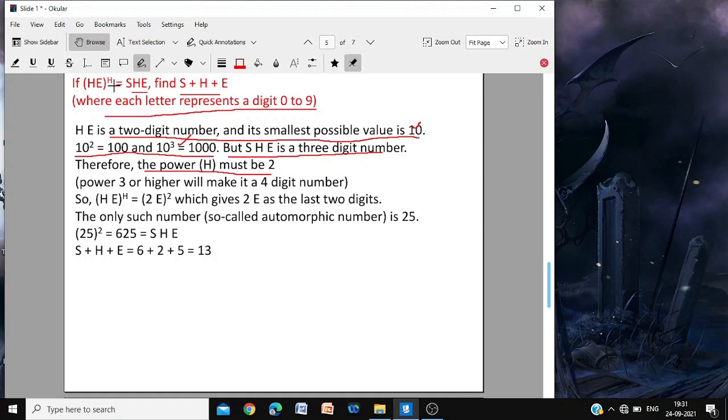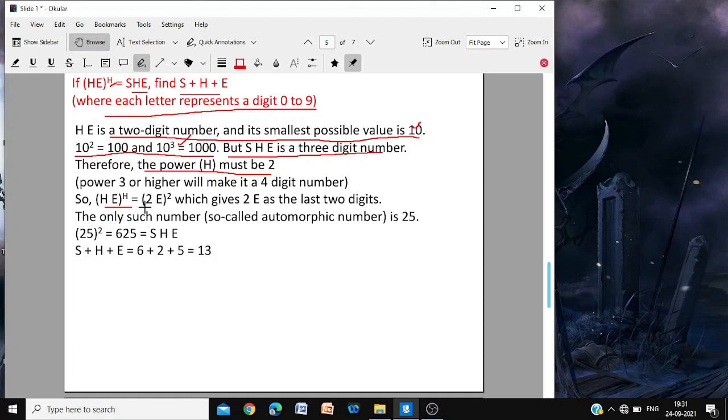This power, we are talking about the power. It must be 2 because a 2-digit number raised to power 2 can give you a 3-digit number. But if you raise it to any other power like the third power, cube, or fourth power, the number of digits would be much more. So H is equal to 2.